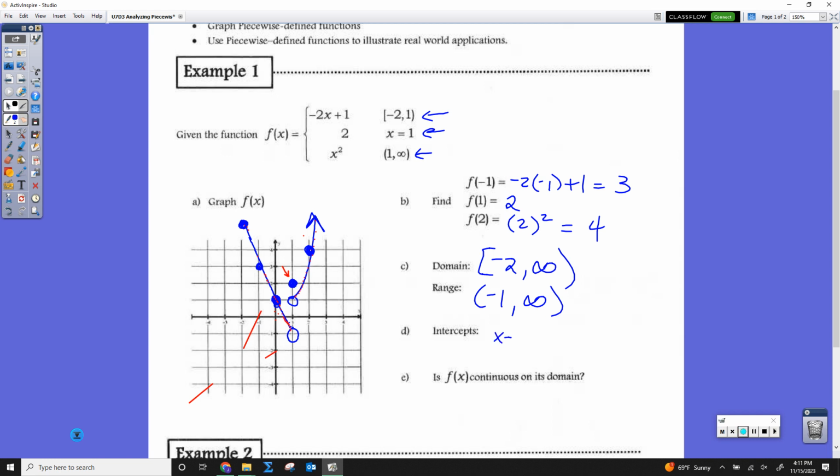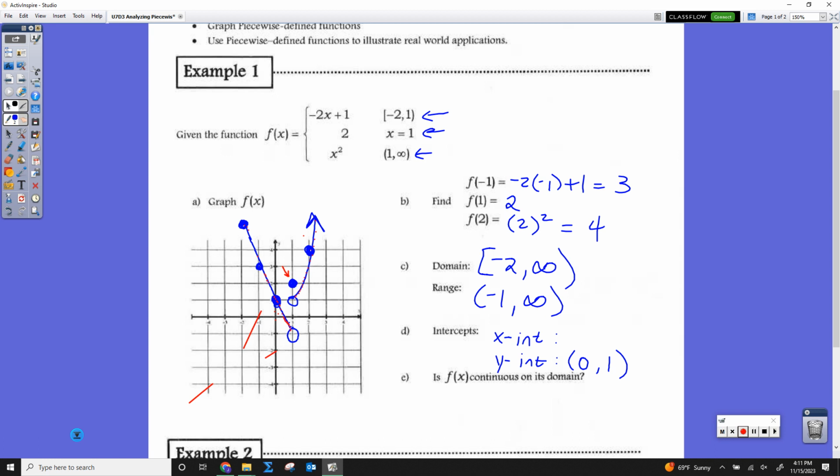Our x-intercept, and then our y-intercept. Okay, I'm going to go ahead and do the y-intercept first. It's just plain as day. You can see it's (0, 1). Okay, we got that from our original linear function.